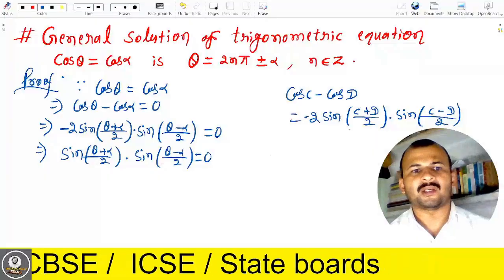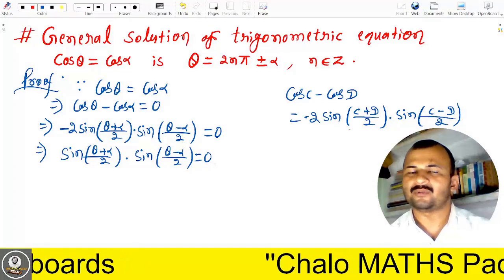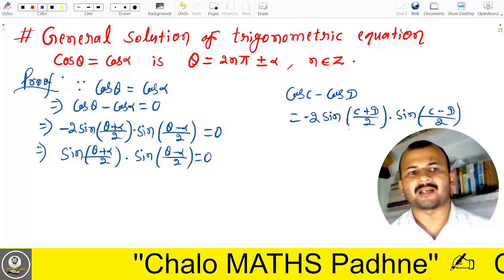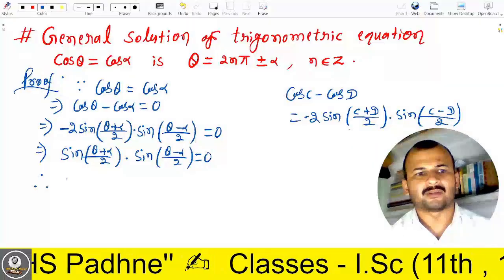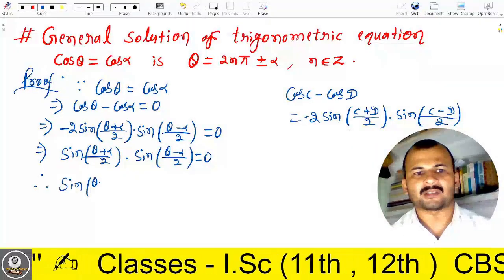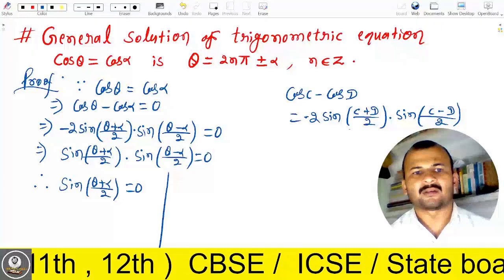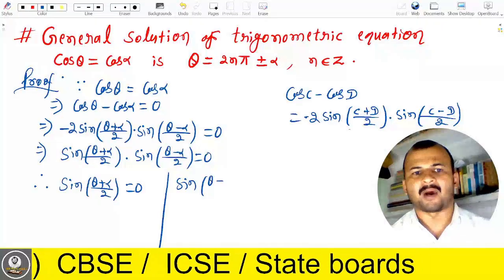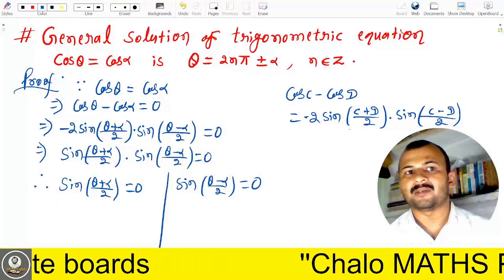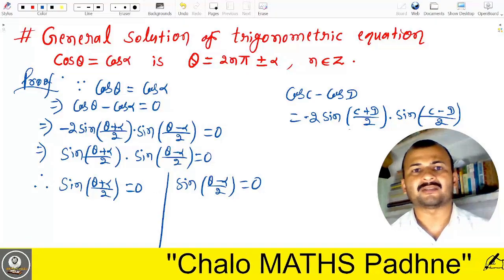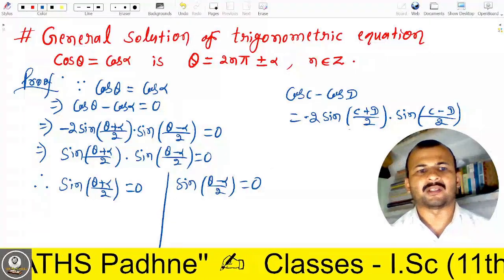Now we have on the left hand side two factors, and this equals 0. So we can take the first factor equal to 0 or the second factor equal to 0. Sine (theta plus alpha) by 2 equals 0 and sine (theta minus alpha) by 2 equals 0. We know that if sine theta equals 0, then its general solution is theta equals n pi, where n belongs to Z.